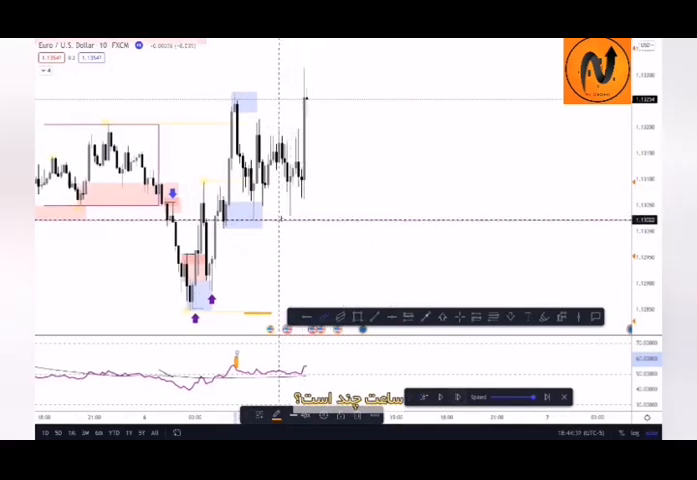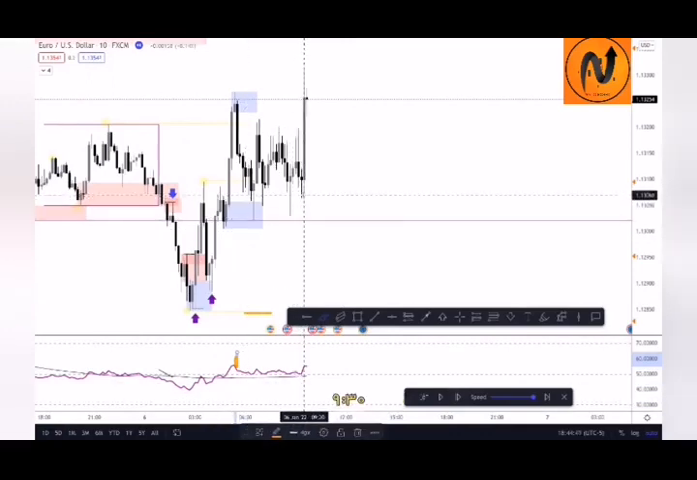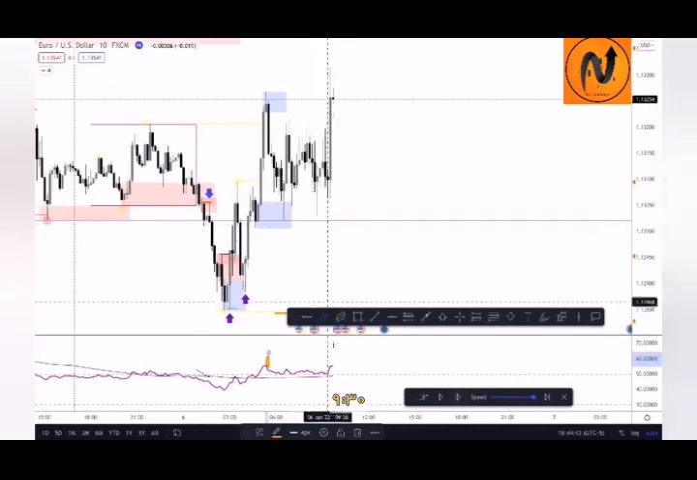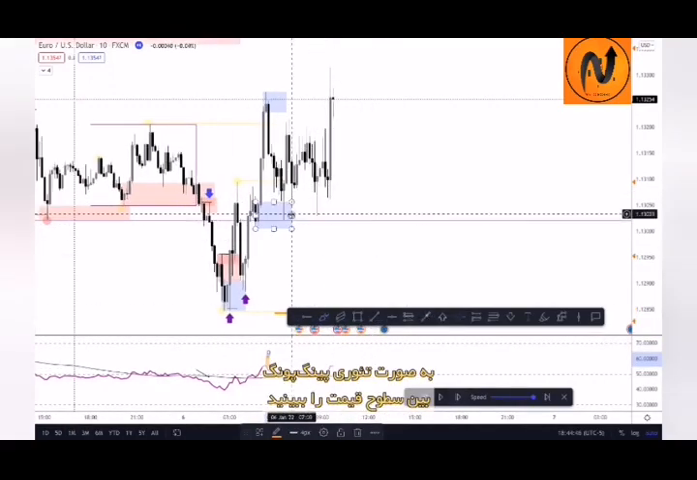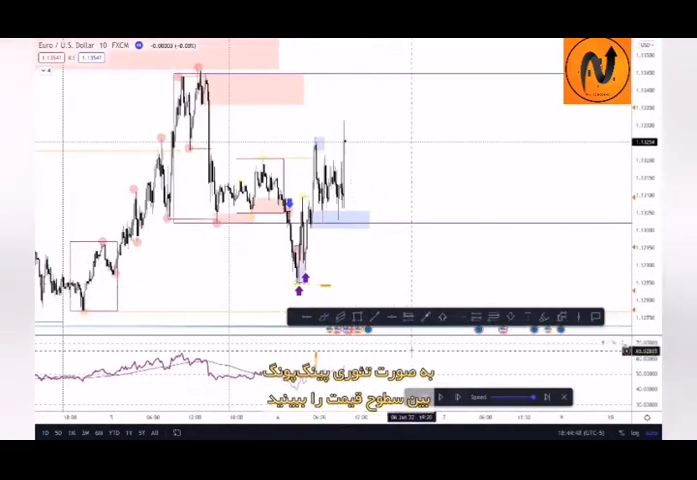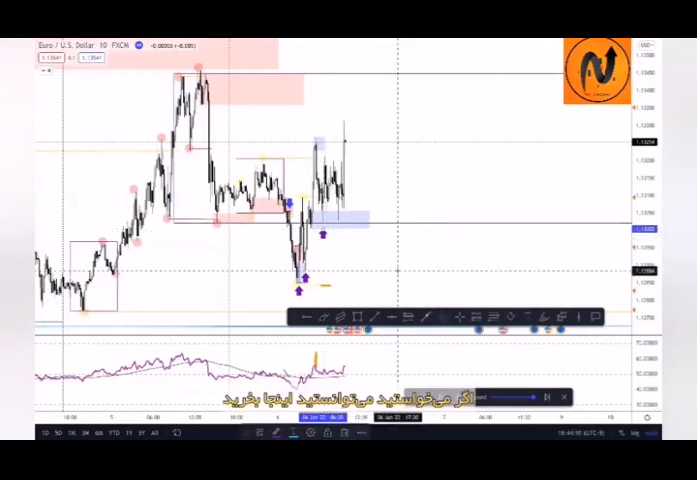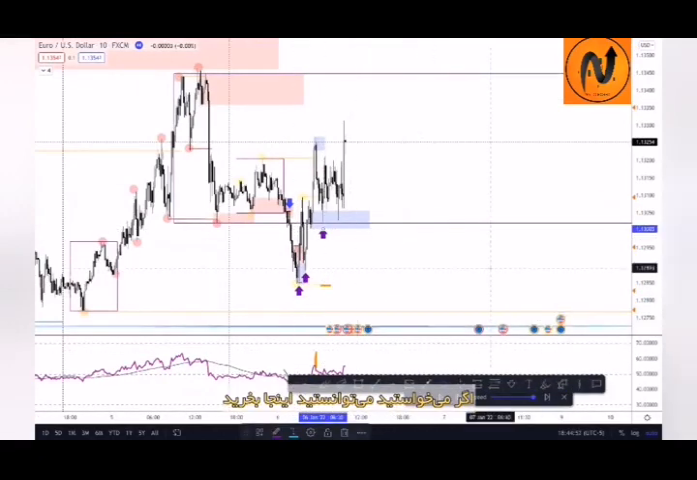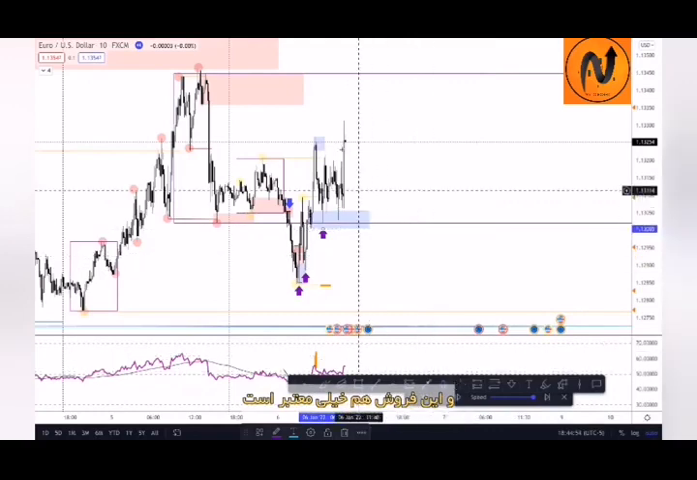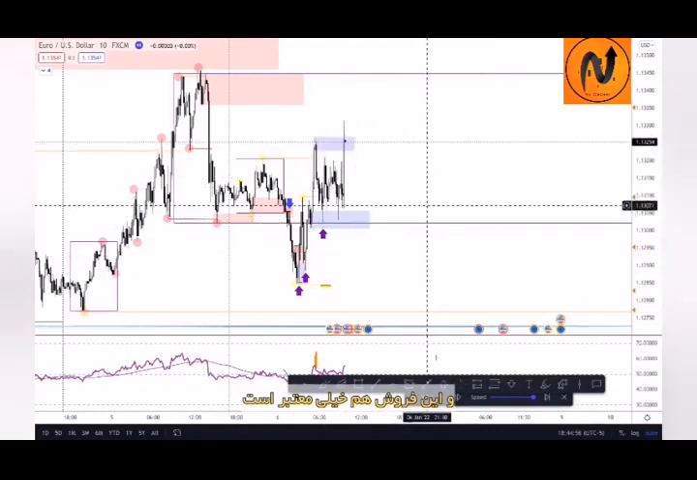What time is it? 9:30. Theoretically, the way you could have ping-ponged price, you could have hopped in these buys if you truly wanted to, and these sells, perfectly valid.